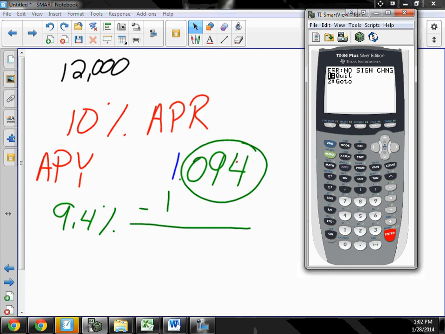Why did I get an error? Why did it give me an error? What's wrong? I need a negative on one side or the other. So it doesn't matter if my payment's negative or if my future value is negative. Either way, it will give me 2.07%.